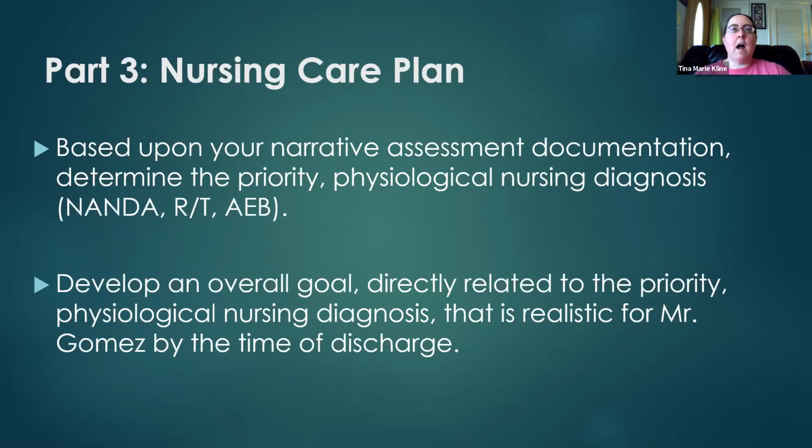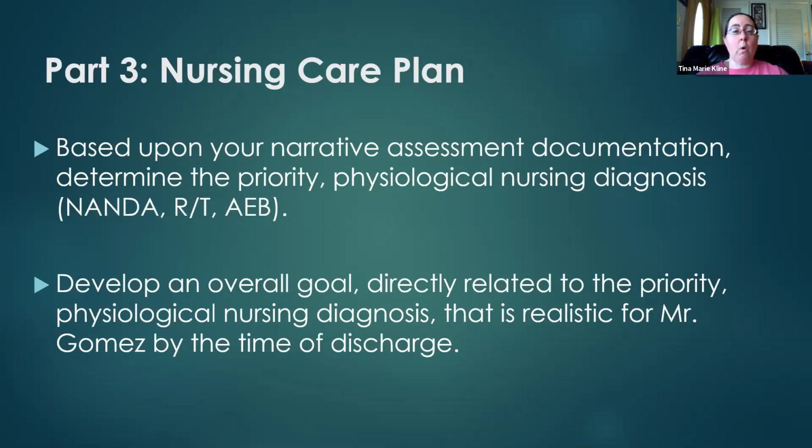Your goal is not going to be, client will be able to ambulate to the bathroom without becoming short of breath by the time of discharge. While that might be an applicable goal for your patient, it does not tie directly to your selected nursing diagnosis. So whatever nursing diagnosis you pick, you need to have your goal relate directly to that. Very important.